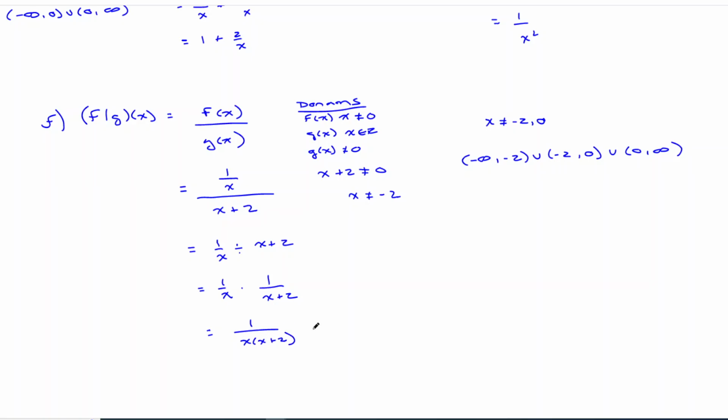And this would actually be a fine answer, and then it's easier to see these two restrictions. But you could also answer this as 1 over x squared plus 2x. It doesn't matter to me. If it's multiple choice, you should be able to recognize both. So this is my final answer for f divided by g of x.